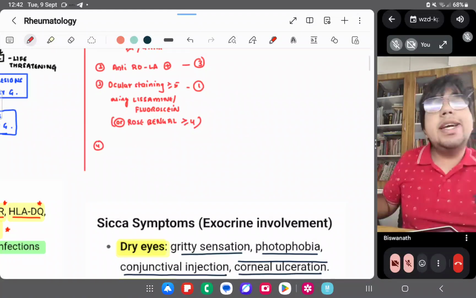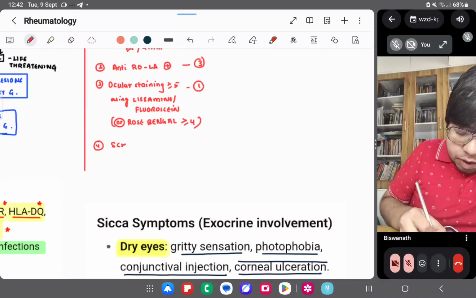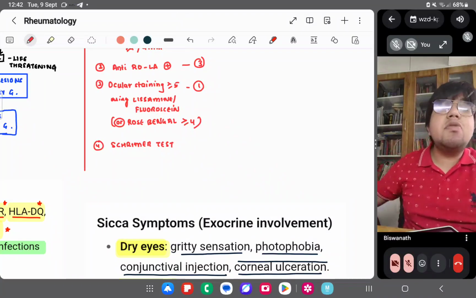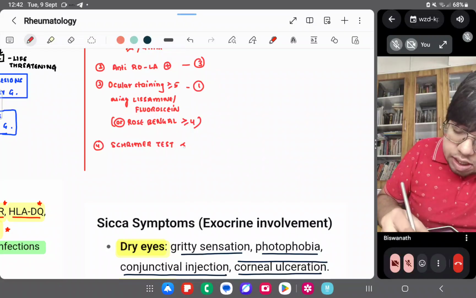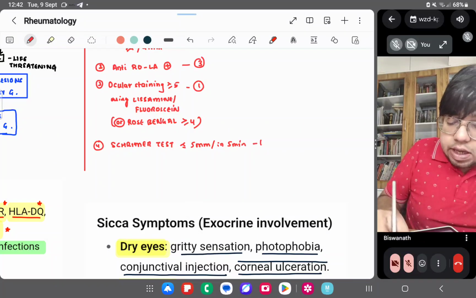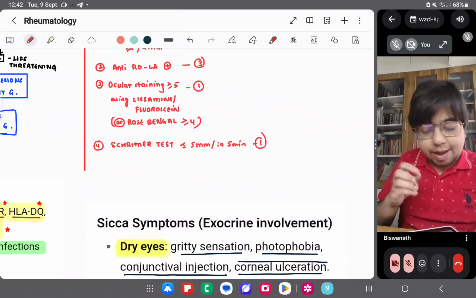Then the fourth thing is the Schirmer test. If you are getting a Schirmer test of less than or equal to 5 mm in 5 minutes in at least one eye, again give the score 1. Okay, 3, 3, 1, 1, 1. Five criteria are there.